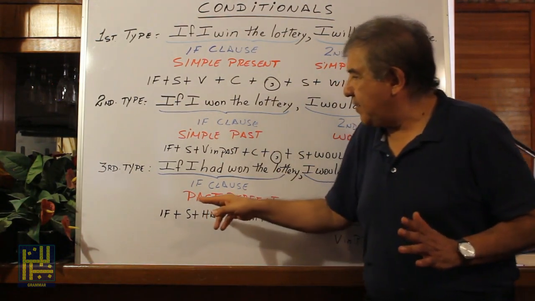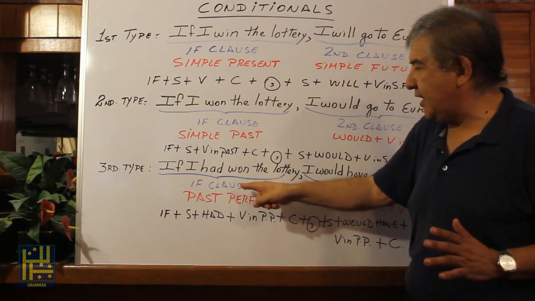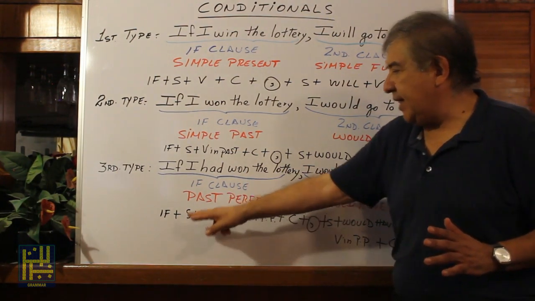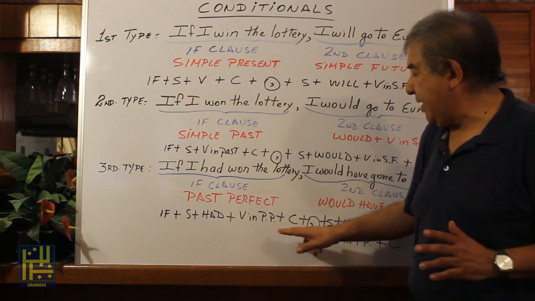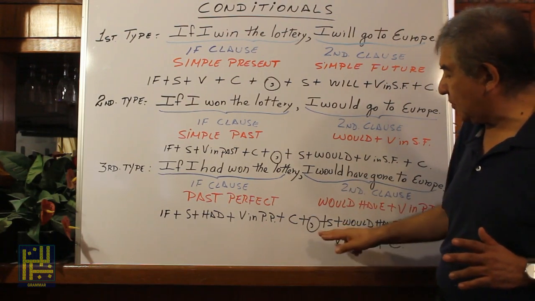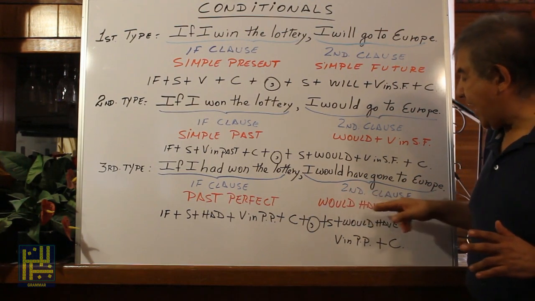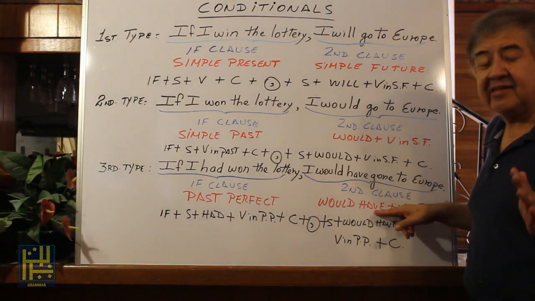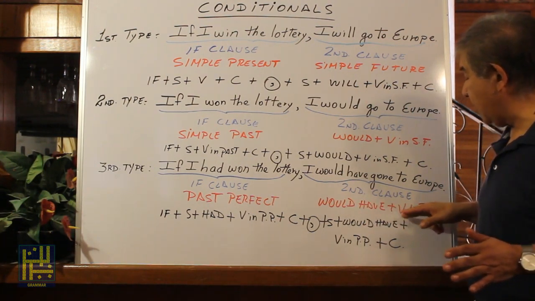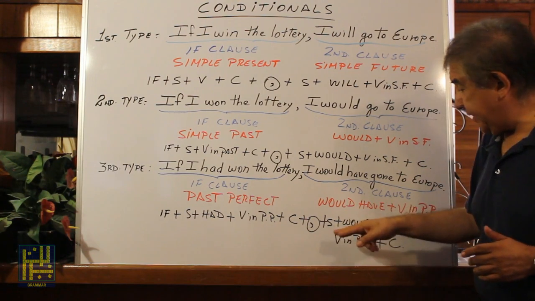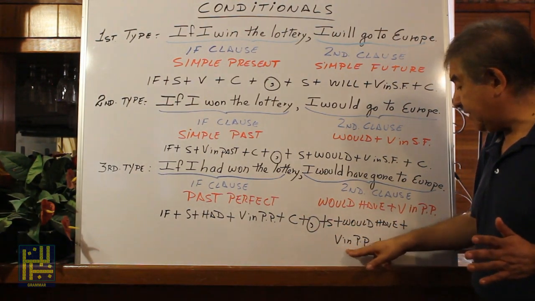Now, for the third type, we use if I had won the lottery. In this case, it is the if clause and it is in past perfect. The if, the subject, the auxiliary had for the past perfect, the verb in past participle form, the complement, and before the second clause, we have the comma. I would have gone to Europe. Here we use would have for all the persons. It doesn't exist would has. It has to be would have for all the persons in the sentence. Would have plus the verb in past participle form. Here, what we have is the subject, would have for all the persons, the verb in past participle form, and the complement.